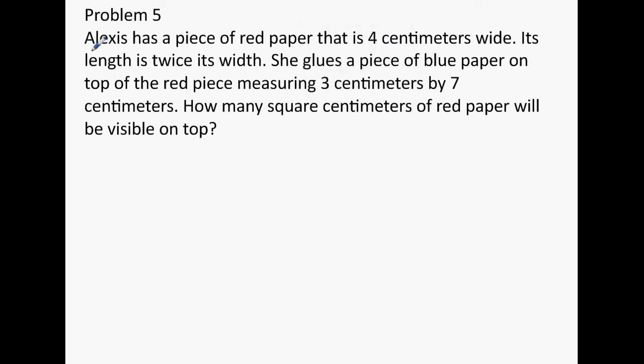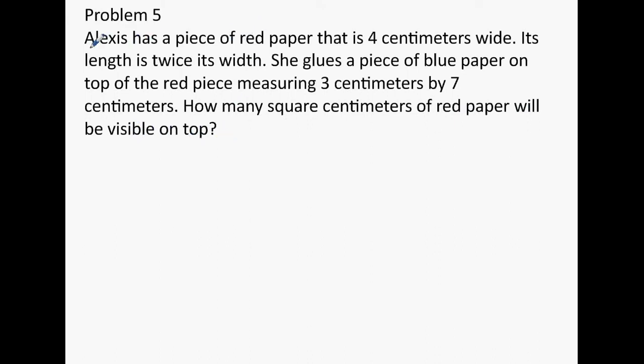Okay, let's move on to number 5. This one says, oh, Alexis is in this problem. Alexis has a piece of red paper that is 4 centimeters wide. Its length is twice its width. She glues a piece of blue paper on top of the red piece measuring 3 centimeters by 7 centimeters. How many square centimeters of red paper will be visible on top?